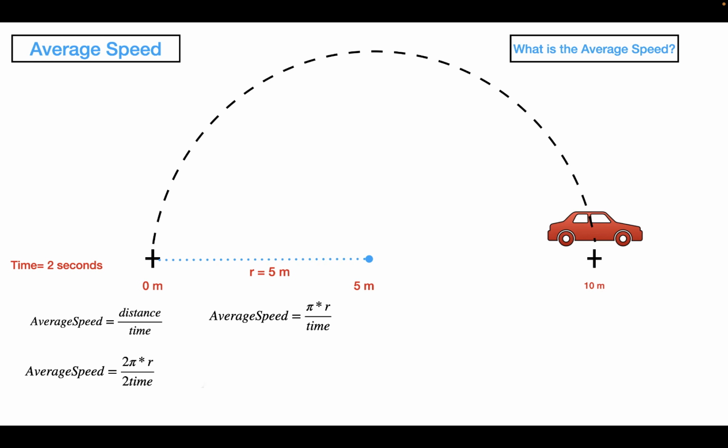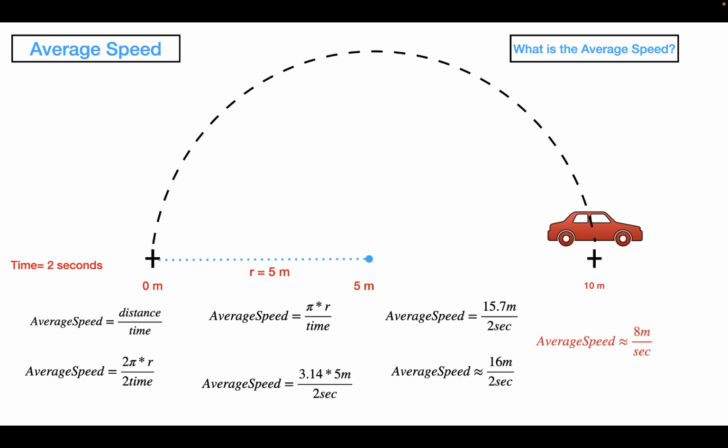So we're going to approximate pi as 3.14, and the radius is equal to 5 meters, and the time is equal to 2 seconds. So what we get is this equation here, where the average speed is equal to 15.7 meters over 2 seconds. Now, since we're taking an MCAT, we're battling against the time. So what we're going to do is round up this 15.7 meters to 16 meters. So what we get is an approximation of the average speed as being 8 meters per second. So the approximate average speed is going to be 8 meters per second.